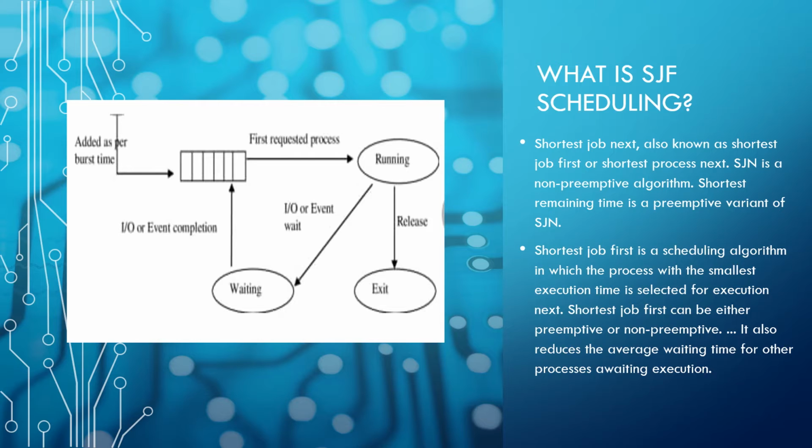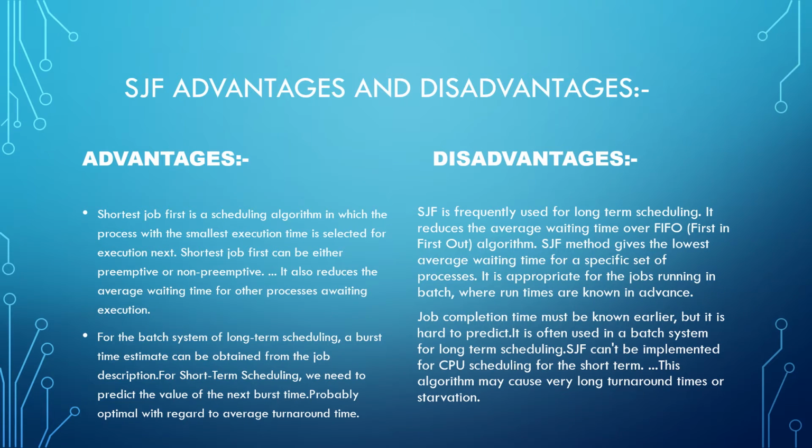Shortest job first is a scheduling algorithm in which the process with the smallest execution time will be selected for execution next. So it can be preemptive or non-preemptive. It also reduces the average waiting time for the other processes which are waiting for execution. So let us see the next.